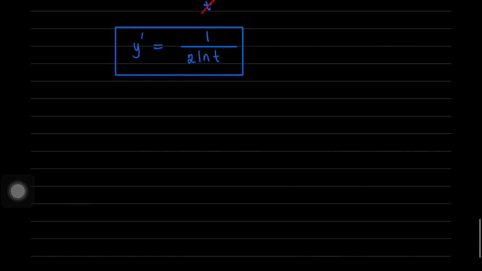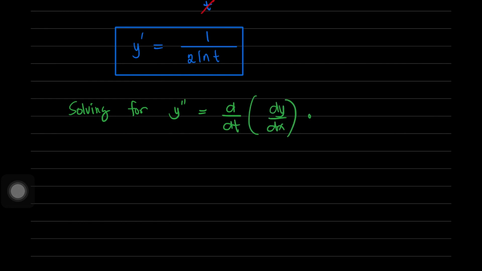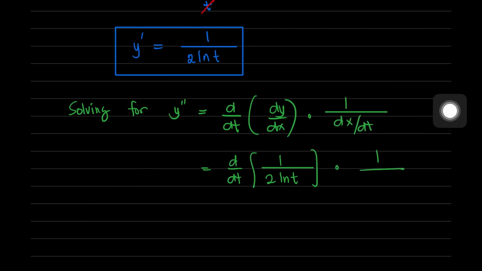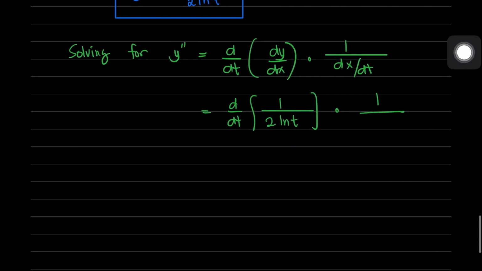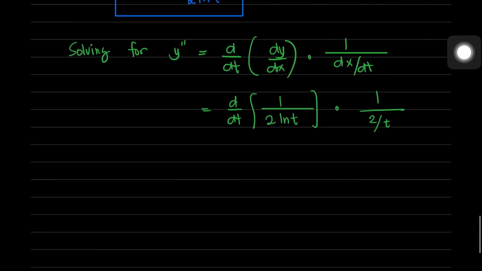Now, solving for y double prime, this is now equal to the derivative with respect to t of dy over dx multiplied by the reciprocal of dx over dt. So solving for the derivative of dy over dx with respect to t, this is now 1 over 2 ln of t multiplied by the reciprocal of the derivative of x with respect to t, which is 2 over t. So this is t over 2.